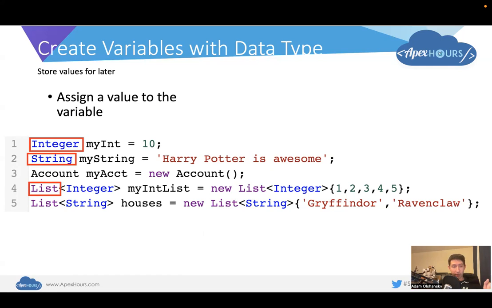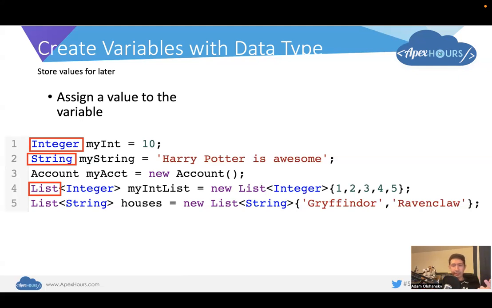Line 3, we can also create SObject variables. So we have a variable of type account, and we assign it a name of myAcct. And we give it a value of a new empty account, right? We can add some fields to it later. Line 4 gets a little more interesting.